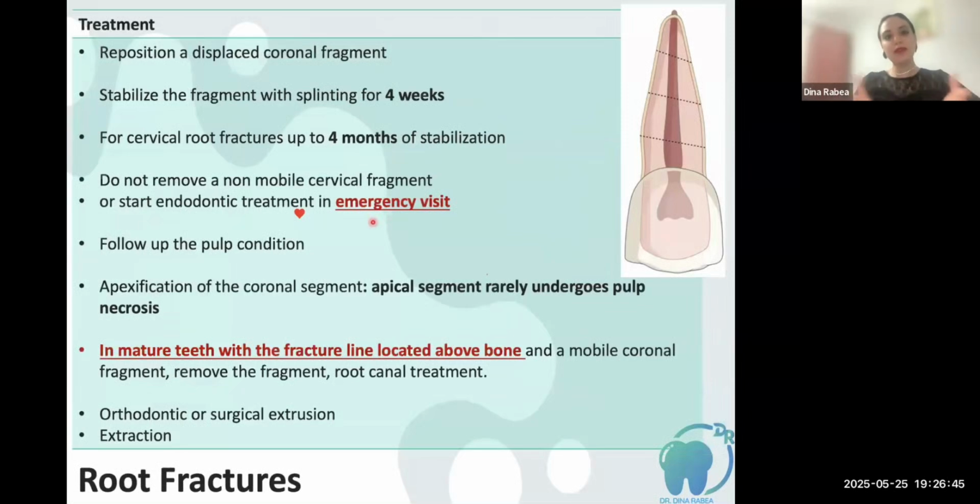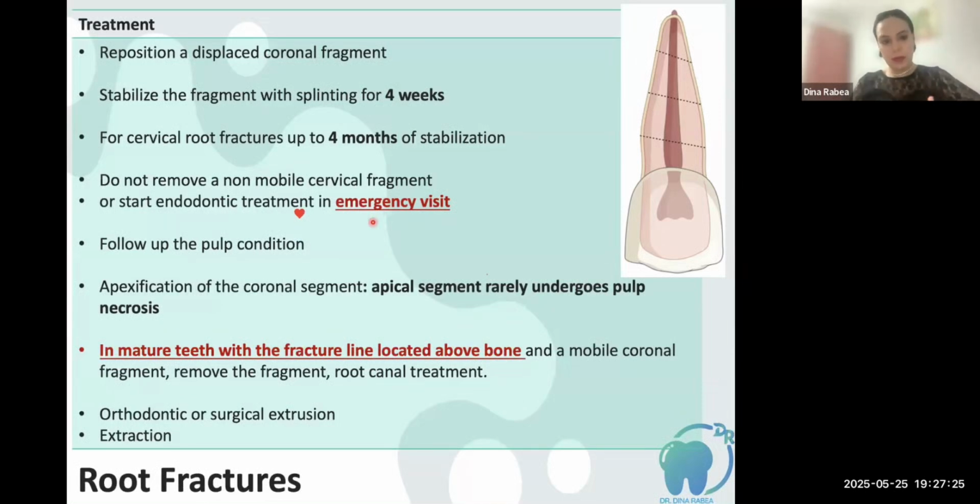We discussed the treatment. We have to reposition and stabilize according to the type of fracture, starting 4 weeks for apical and middle root fractures, and up to 4 months in case of cervical root fracture. The guidelines always suggest we do not remove a non-mobile fragment at the emergency visit, and also we do not start the endodontic treatment in all types of fractures and luxations in the emergency visit according to the latest guidelines. We used to do this in some kinds of luxations, but nowadays we do not start the endodontic treatment in the emergency visit at all.